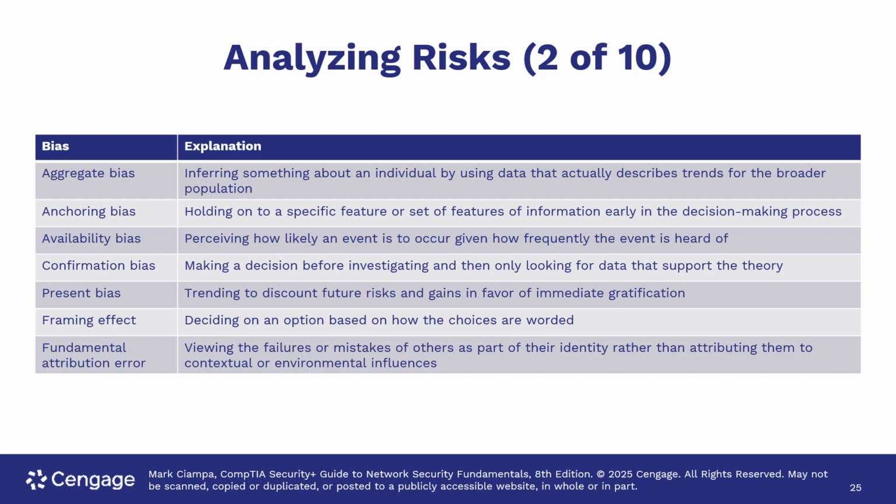Availability bias, perceiving how likely an event is going to occur and how frequently the event is heard of. Confirmation bias, making a decision before investigating and then only looking for data that supports the theory. Oh my. Present bias, the tendency to discount future risks and gains in favor of immediate gratification. Framing effect, deciding on an option based on how the choices are worded.